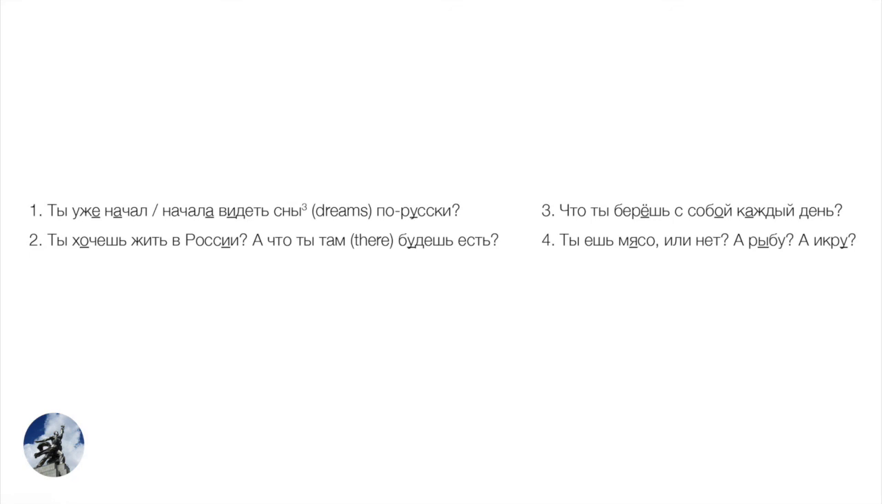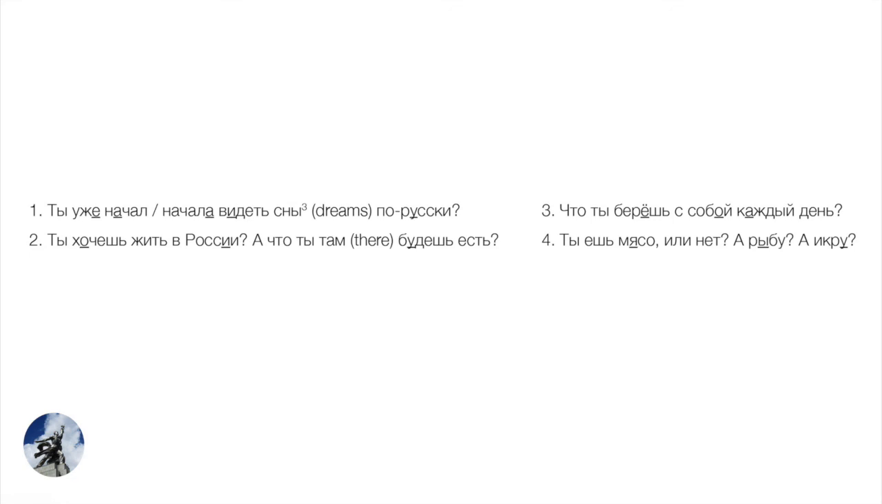It's a good question, right? If you start dreaming in the language you're studying, it means you're making some kind of progress. Now, if we were asking a female interlocutor this question, we'd say, ты уже начала видеть сны по-русски? Number two, ты хочешь жить в России? Do you want to live in Russia?